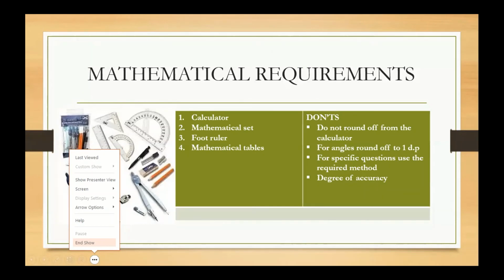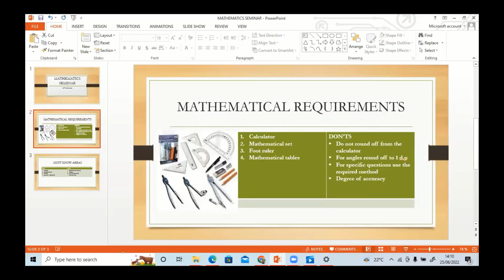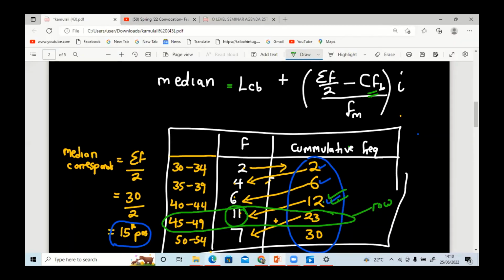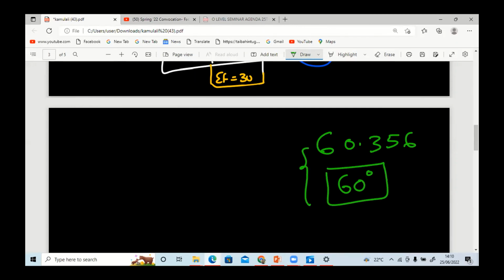Then please, let's avoid the following. One, never round off from your calculator. Rounding off from the calculator means that at times we get values. Let me say you have placed an angle, and the calculator shows maybe 356 degrees. Never round off from your calculator. Always make sure that in case it's an angle, you write it to 1 decimal place.